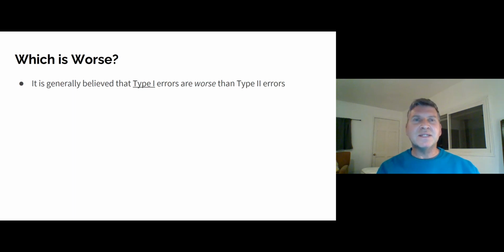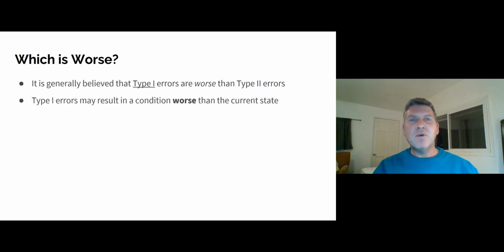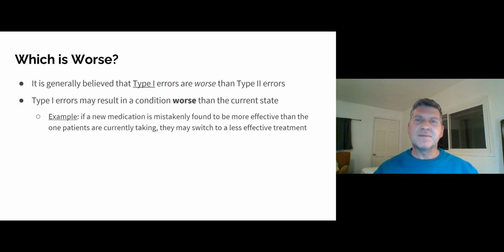So it is context dependent, but in the general sense, it's believed that type 1 errors are actually worse than type 2. Type 1 errors mean we actually make the condition worse than the current state. Remember that ATM example? This is where we actually make a change to the ATM buttons. We go to touchscreen instead of the buttons. And actually, this makes it worse. So the type 1 error could result in a worse condition.